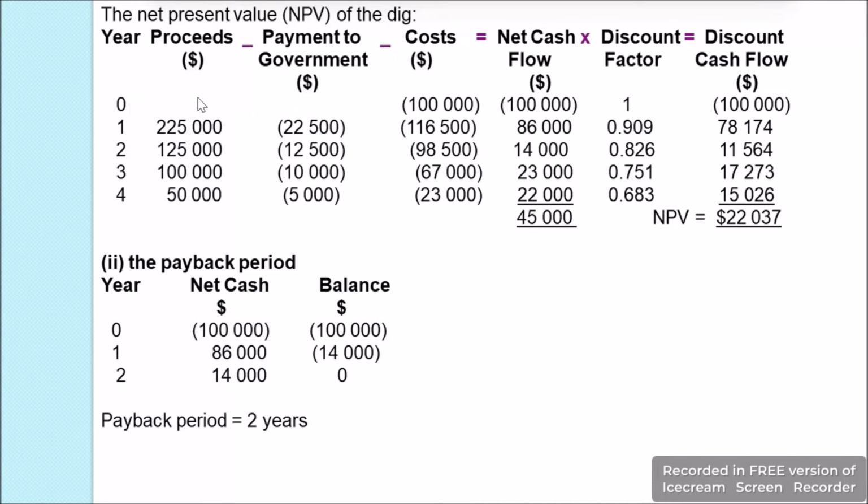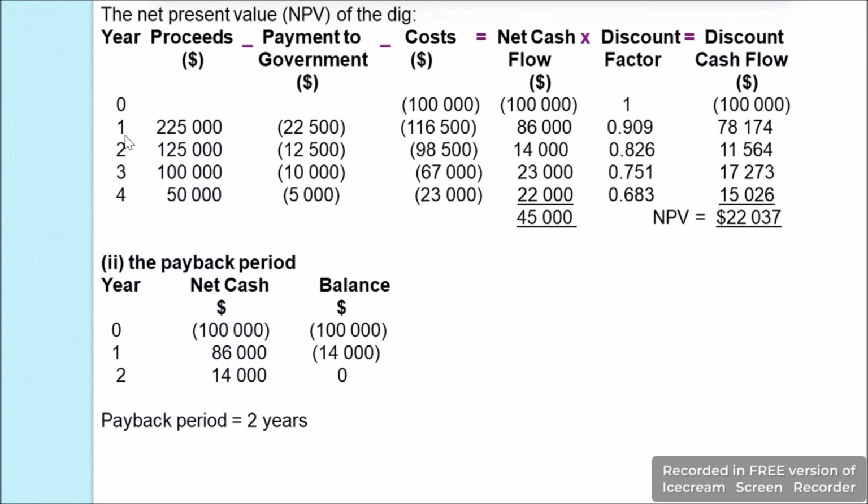We don't have proceeds, we don't have payments to the government, but we do have a cost of $100,000. As this is an outflow, it will be negative, and our net cash flow will be negative 100,000. The discounting factor in the present will be 1, and when we multiply, we get the discounted cash flow of negative $100,000.